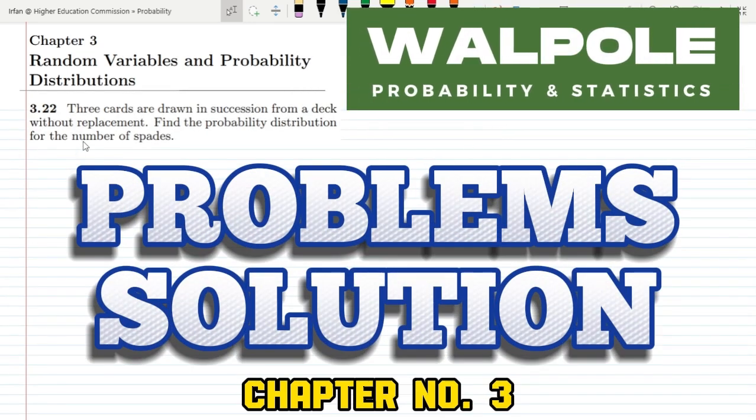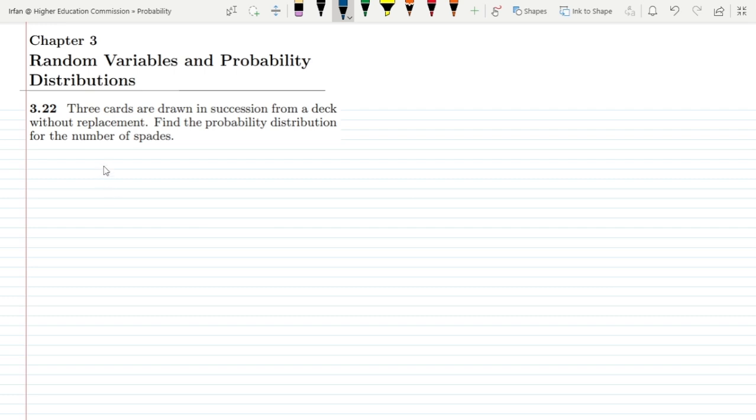Welcome back, guys. This is question 3.22, and this is chapter 3, related to random variables and probability distributions. The statement of this question is: three cards are drawn in succession from a deck without replacement. Find the probability distribution for the number of spades.